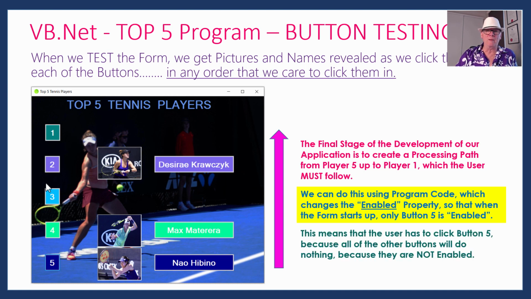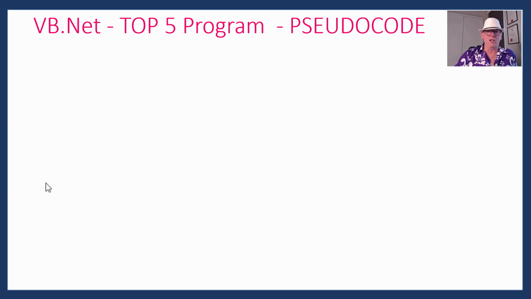So the user will have to click button 5, then they'll have to do 4, 3, 2, 1. So we want to force that program flow and that order into what they can do on the form. All right, so this will be good skills because we'll need this sort of thing in later projects as well.